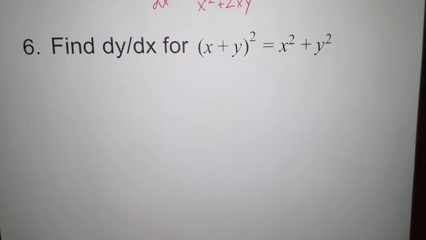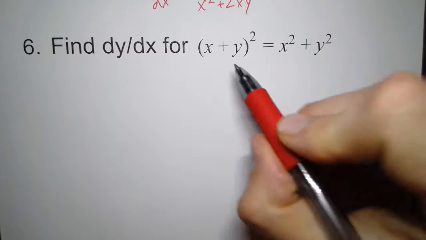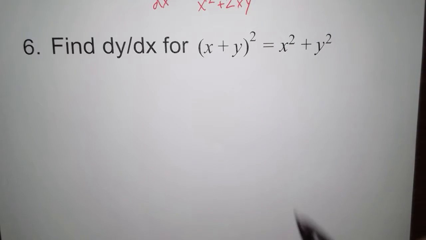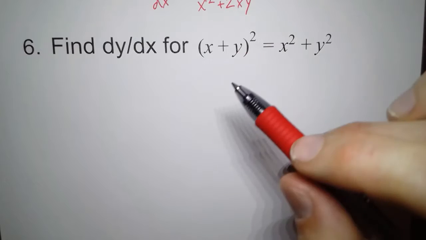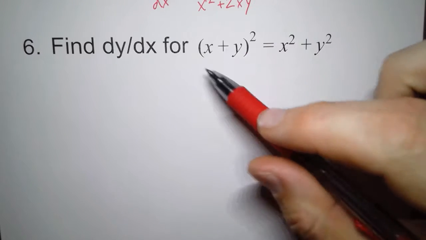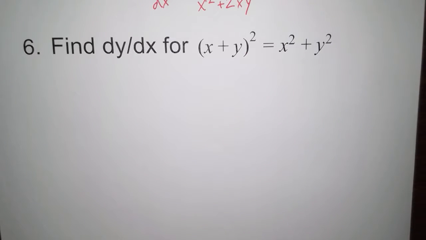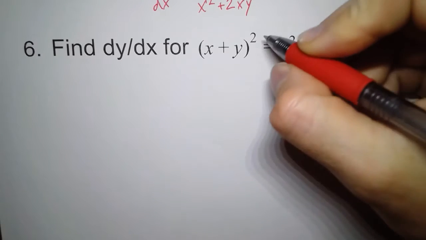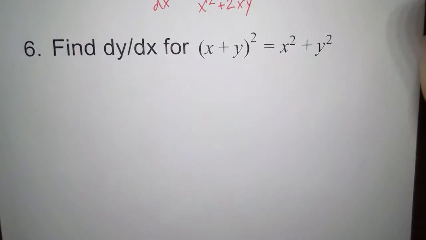Almost the same expression on both sides, but not. Here we have x plus y, and that quantity is squared. That right there is chain rule, because we have an expression inside of another one. So the outside function is that we're squaring it. The inside function is x plus y.